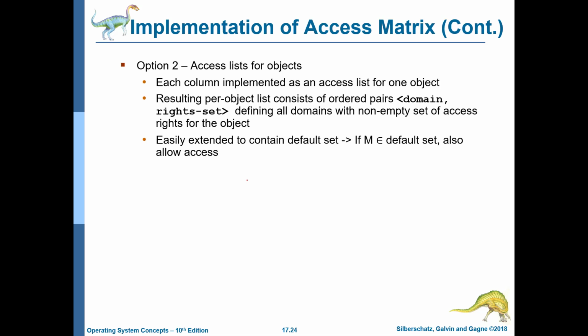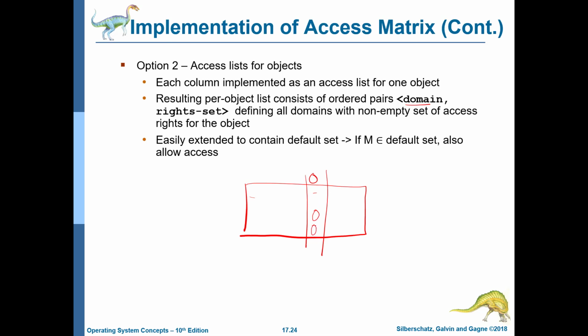The other thing we can do is maintain access lists for objects. So every column, if you think about it in the access matrix, right? So if this is the access matrix and we have an object over here, every column is like an access list for that object. So for every object, we can have a per-object list, which will be ordered pairs of domain and right set, which basically specifies all the domains and what they can do on them. So even if most of this is sparse, it can just maintain a linked list of all the domains that have some rights on it.